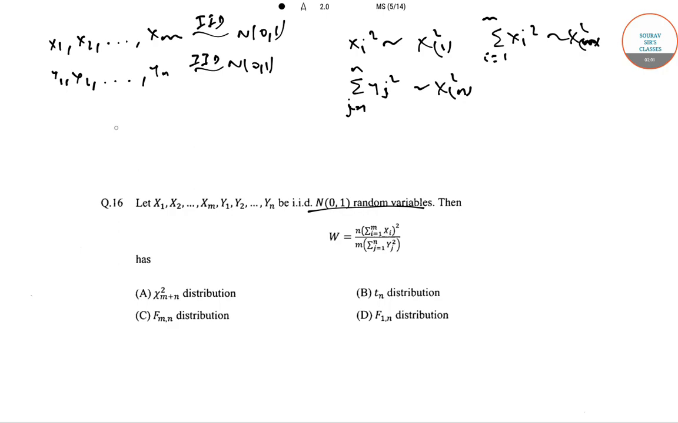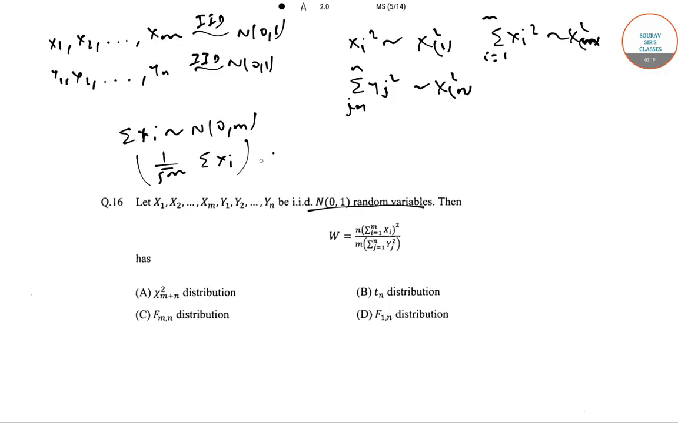Now, summation xi would follow normal 0, m distribution. So 1 by root m summation xi would follow a normal 0, 1 distribution. So therefore 1 by root m summation xi whole squared follows chi square with 1 degree of freedom.